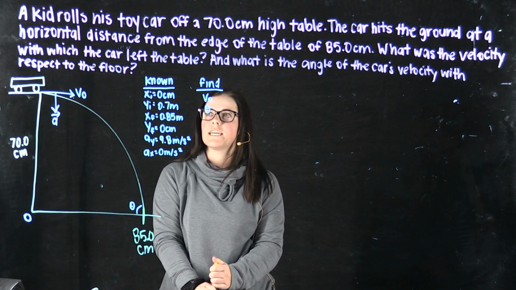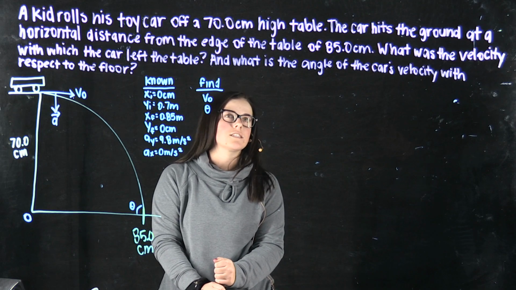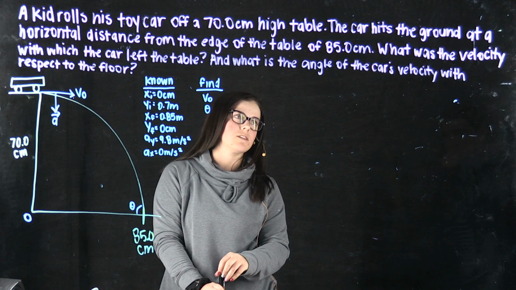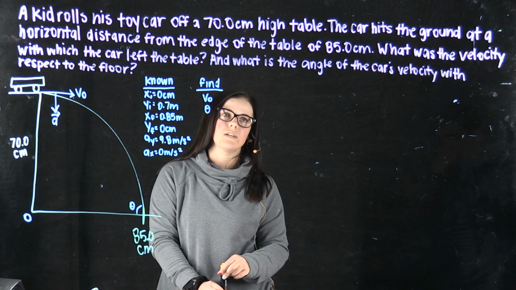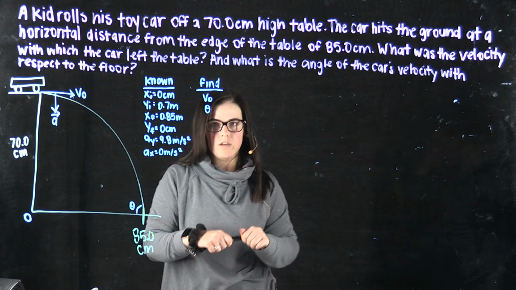We had the problem. A kid rolls his toy car off a 70 centimeter high table. The car hits the ground at a horizontal distance from the edge of the table of 85 centimeters. What was the velocity with which the car left the table? And what is the angle of the car's velocity with respect to the floor?